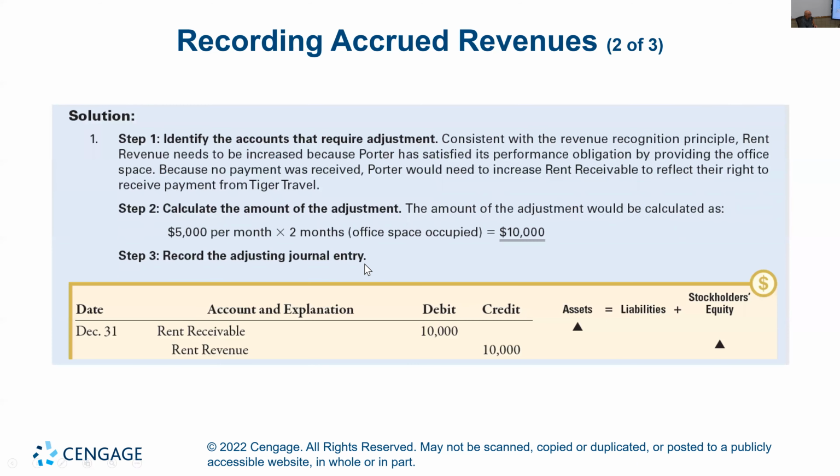Okay. So to prepare our adjusting entry here, identify what's going to happen. Well, at the end of November, they have used a month's rent. We are owed now. We performed our obligation. We can recognize revenue of 1 month's rent.